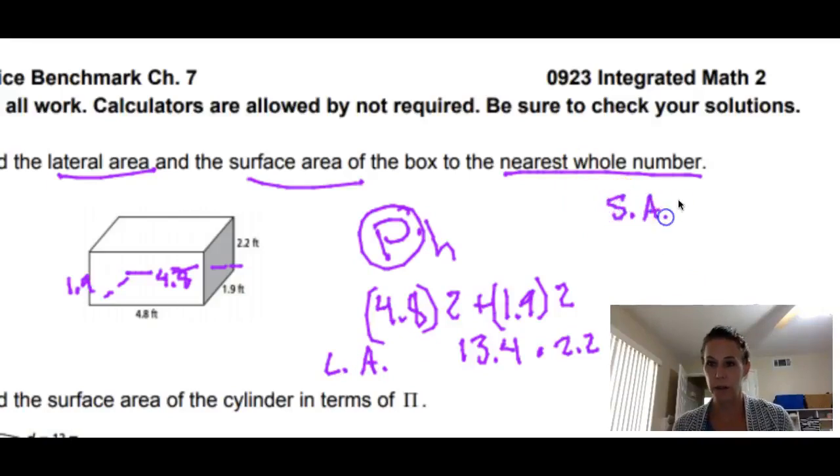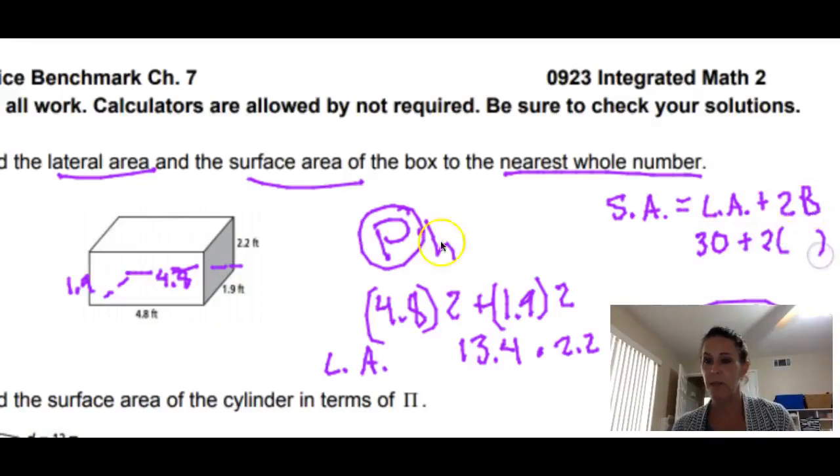The whole surface area is going to be your lateral area, which we already have, plus 2 of the bases, the top and the bottom. So the area of the top and the area of the bottom. So we just need to find the area of the top and the bottom and then add it to our lateral area. So we already know this is 30 plus 2 times the area of the base. So let's come over here and find the area of the base. We're going to do 4.8 times 1.9, and 9.12 will be the area of the base.